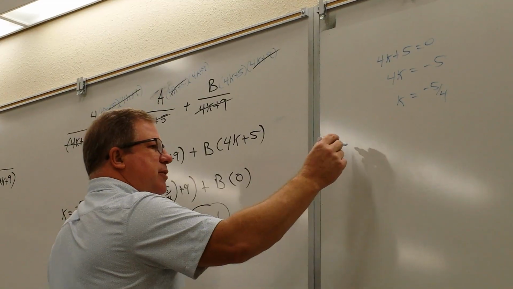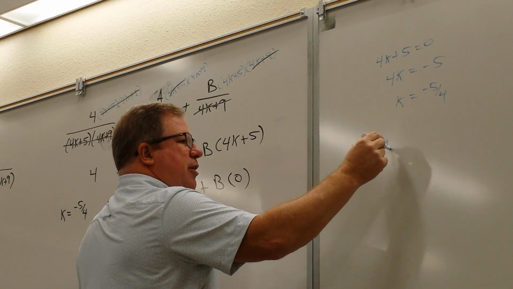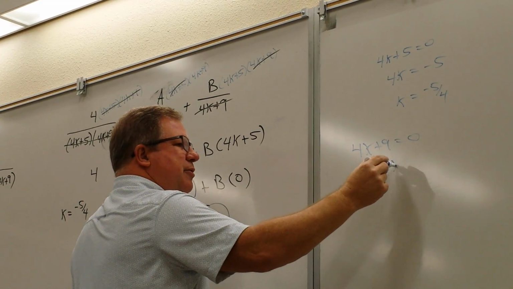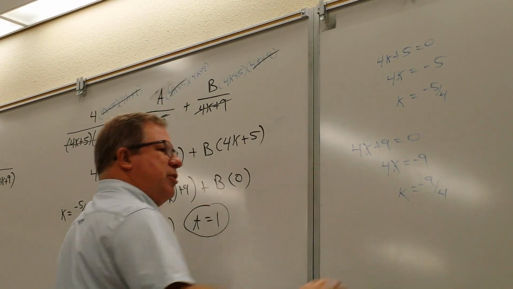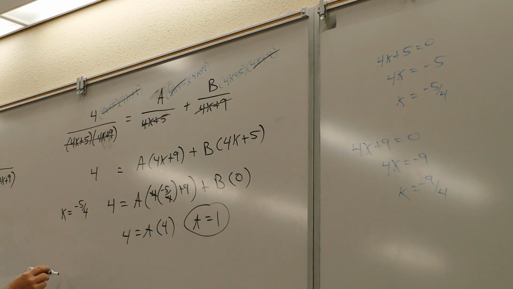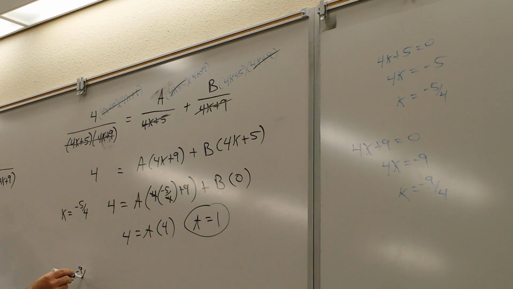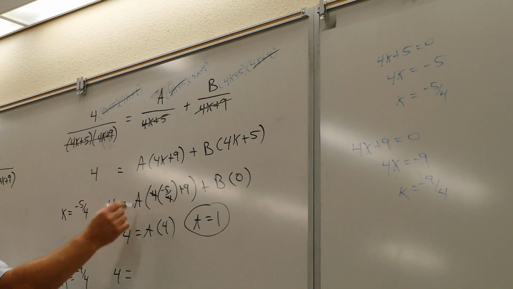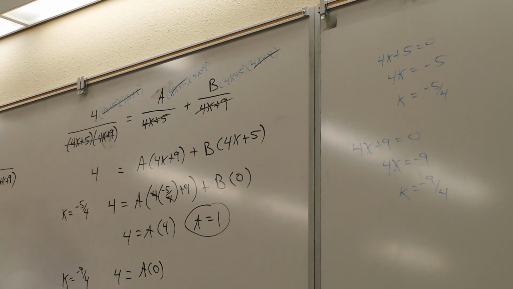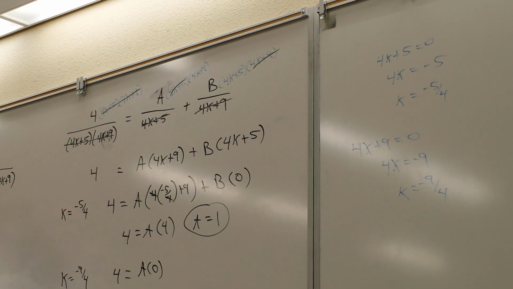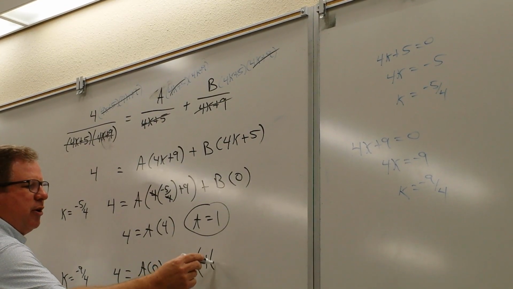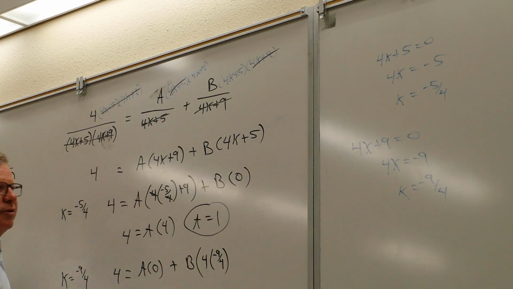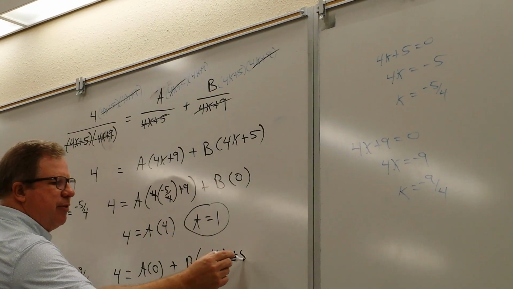What I just said was this: 4k plus 9 equals 0. Subtract 9, divide by 4, we get -9/4. So k equals -9/4 will give us 4 equals a times 0 plus b times 4 times -9/4 plus 5.